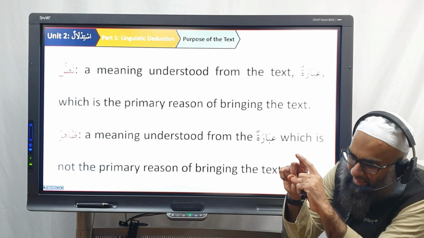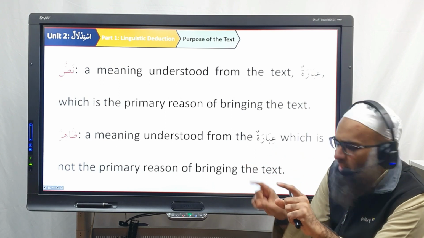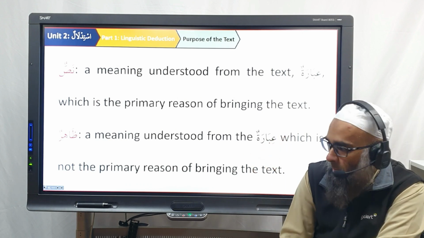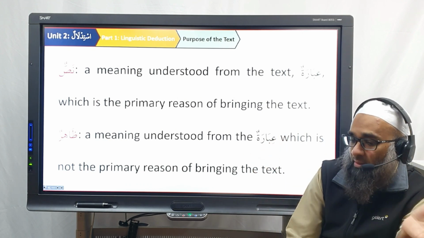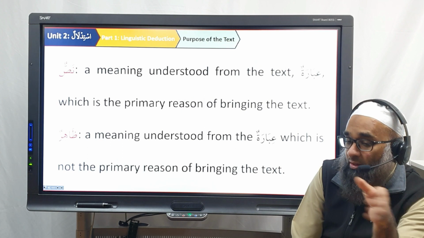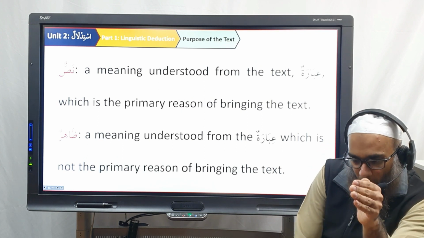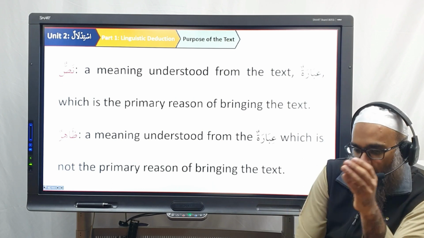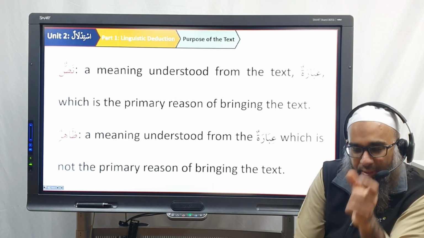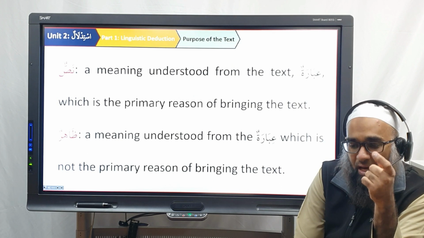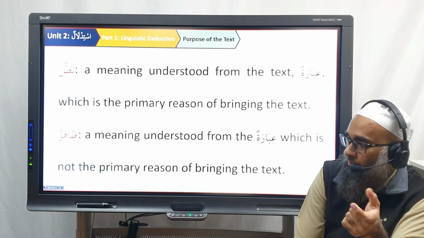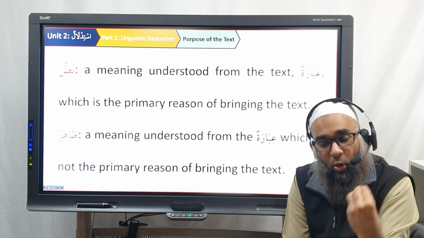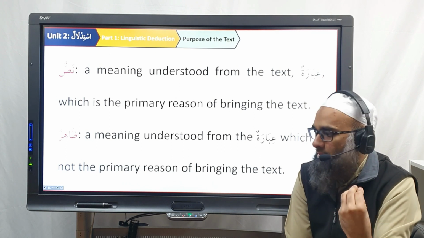So when you have an ayah in front of you, or a hadith in front of you, and even in day-to-day conversation, these rules are logical. You can even apply them to people's conversation, and it is applied. You get a lot of examples in Usool Shashi regarding non-Quran, non-hadith. What they say here is nas is the reason behind the speaker bringing that sentence, bringing that word. And the ظاهر is something you understand from it, but it's not why that person brought the text.